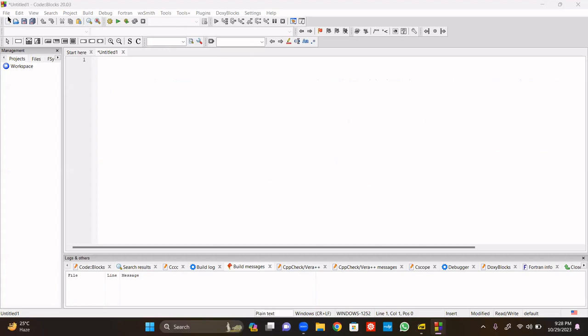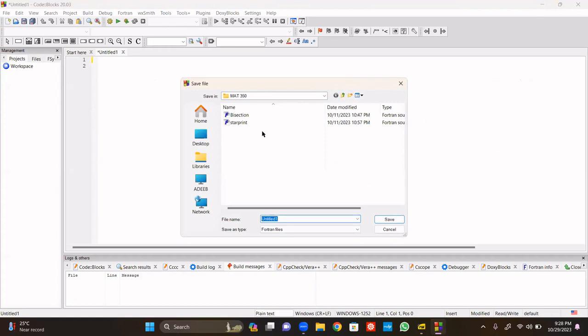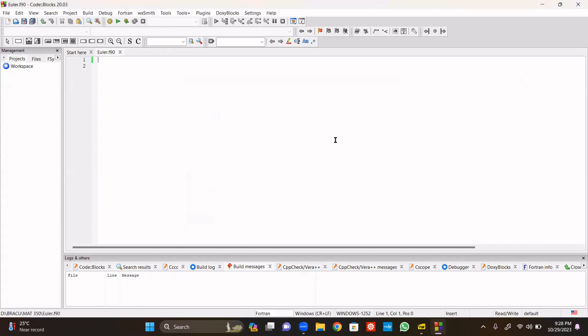So I created a new file. Let's save it somewhere. Let's name this file Euler. And let's start coding. All right. So let's call our program Euler as well, because why not? Okay. The first thing we will do is write implicit none. Doing this is a good practice because the control is now in our hand, right?